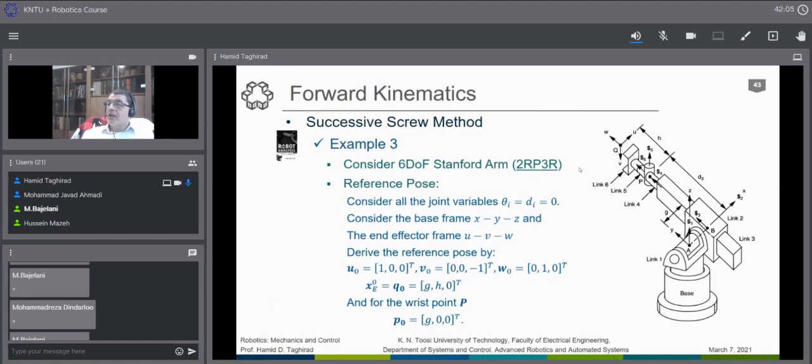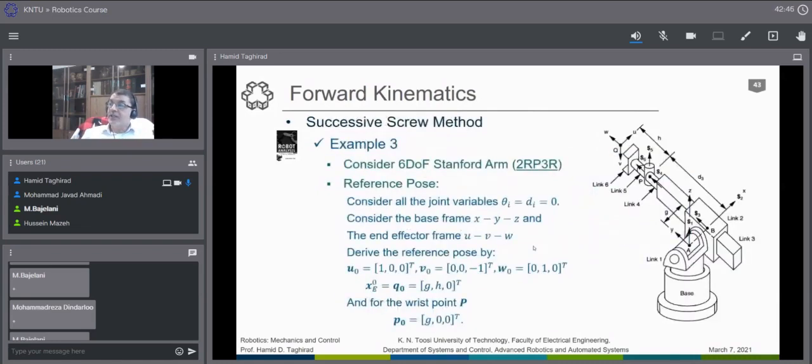Now, the end effector position, X0, is very simple. If D3 is equal to 0, it is completely folded. Then we have only an H and a G: G in terms of X and H in terms of Y. So we have G and H for Q0, very simple, and this is very, very important. And if we consider the wrist position, then the edge is also not coming into the picture. We have G00.